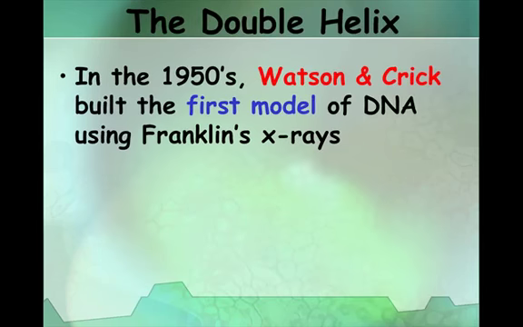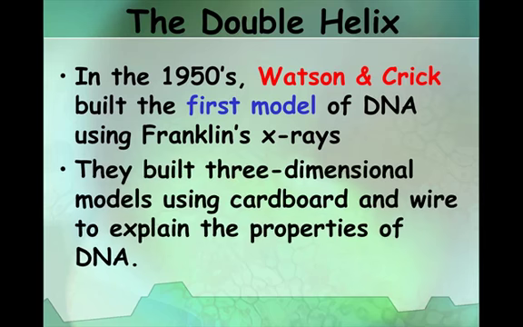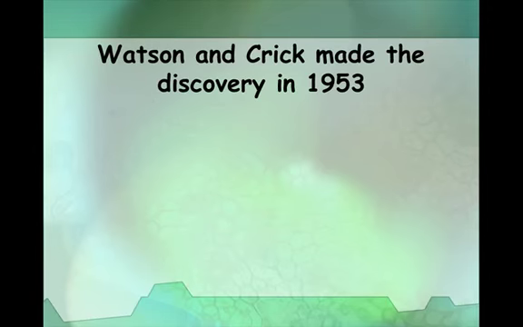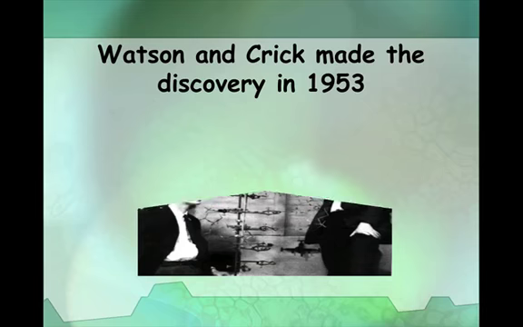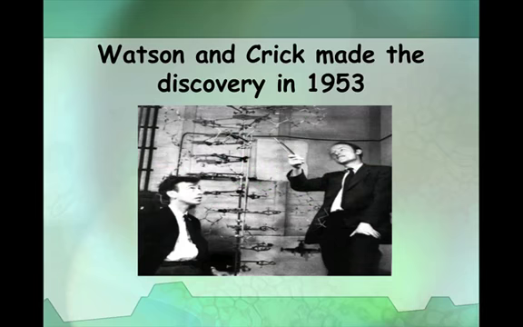In the 1950s, Watson and Crick built the first model of DNA using Franklin's X-rays. They built a three-dimensional model using cardboard and wire to explain the properties of DNA. Watson and Crick made this discovery in 1953. Watson and Crick went on to eventually win the Nobel Prize, and because Rosalind Franklin had died due to cancer from all of the radiation exposure, she was never given credit towards the discovery of DNA.